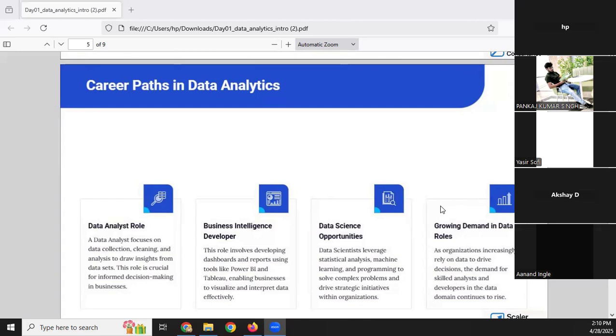In data science opportunities, analysts leverage statistical analysis, machine learning, and programming to solve complex problems and drive strategic initiatives within the organization. With growing demand for data analyst roles, organizations are increasingly relying on data-driven decisions, so skilled analysts and developers in the data domain continue their rise.